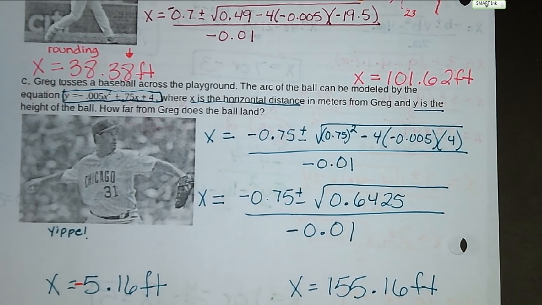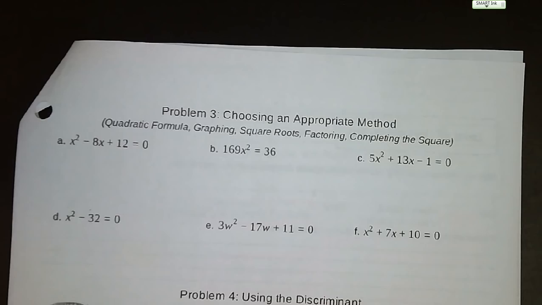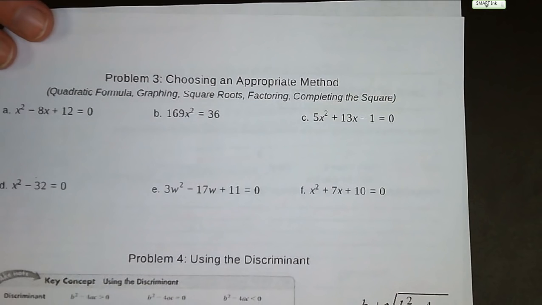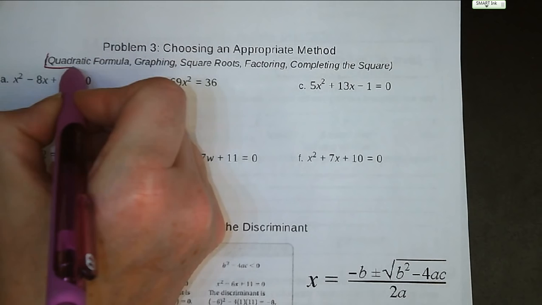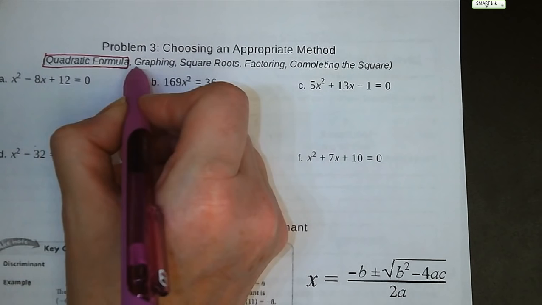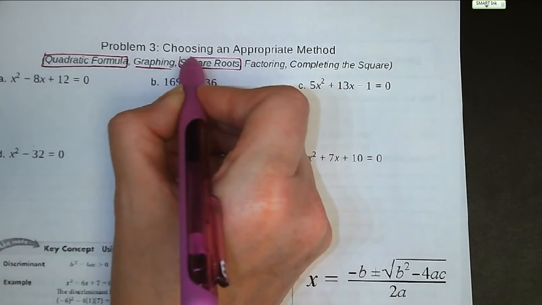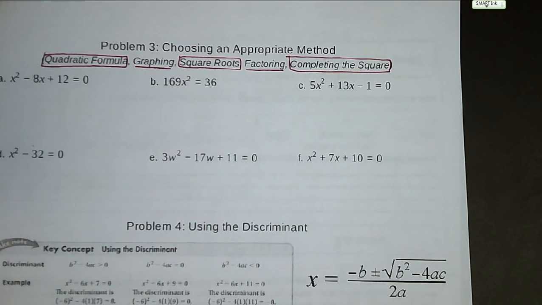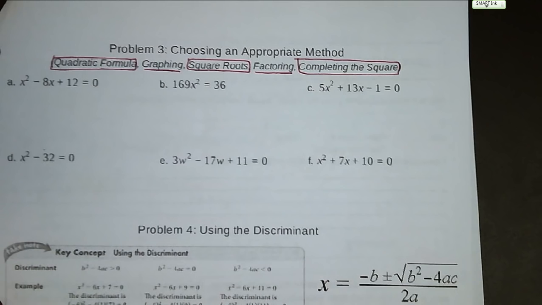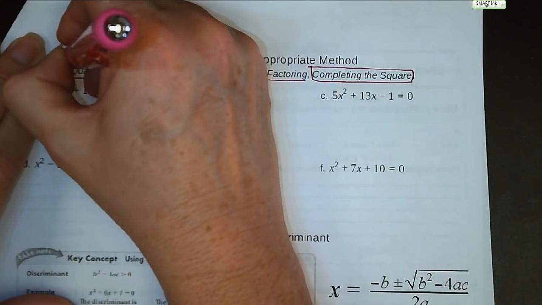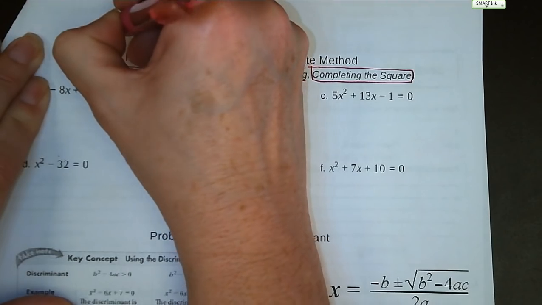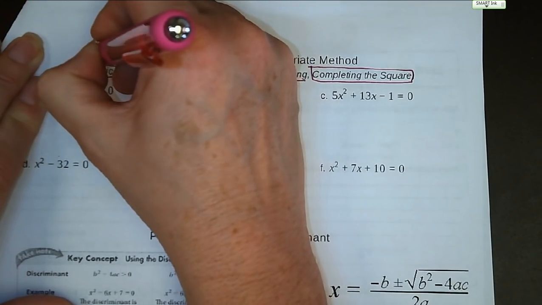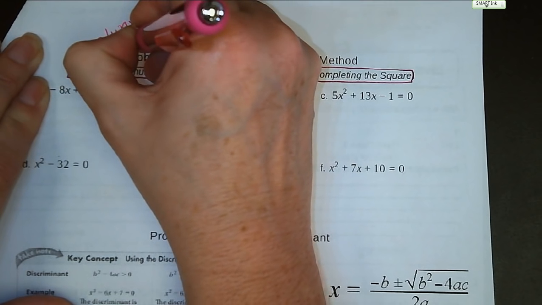All right, so moving on to our next section, problem number 3, which is choosing an appropriate method to use when solving a quadratic. Now we have all of our forms listed here. We've got quadratic formula, graphing, square roots, factoring, and completing the square. So you have all of these forms that we can use. Which one is the best method to use in a particular situation? I mean, we told you today the quadratic formula will work for all of them. But as you've seen, the quadratic formula has a lot of work that you have to do along with it. And sometimes there are other methods that are going to be much easier and much faster to use.